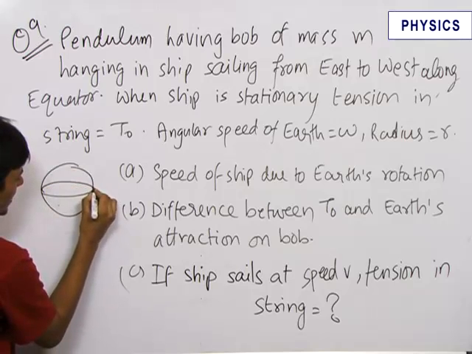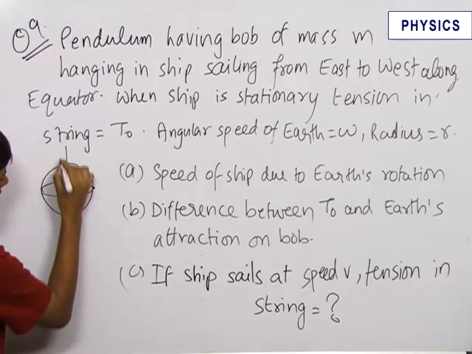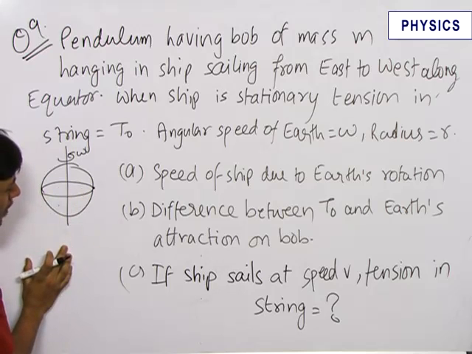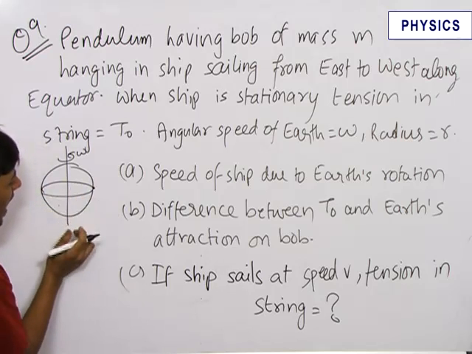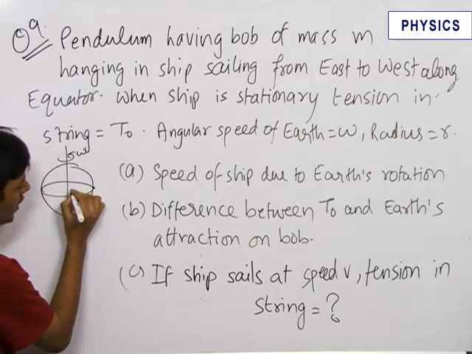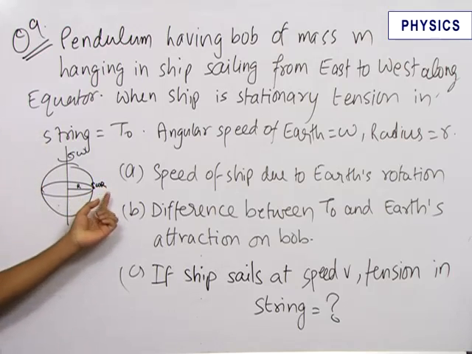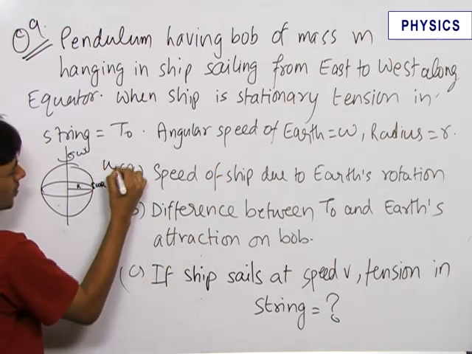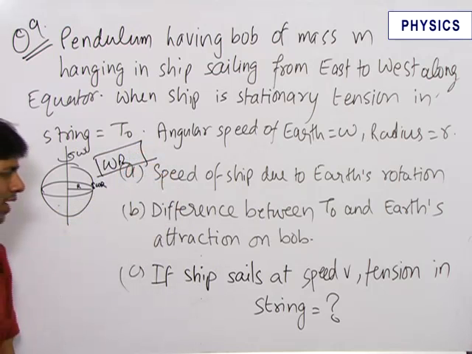The ship is initially still, therefore it is rotating along with the earth. The earth is rotating with angular velocity omega, so any point on it is also rotating with angular velocity omega about its axis passing through the center. Therefore the velocity of this point will be equal to omega r due to its circular motion. Therefore the speed of the ship, as it is stationary, due to the earth's rotation becomes omega r. This is our answer for the first part.